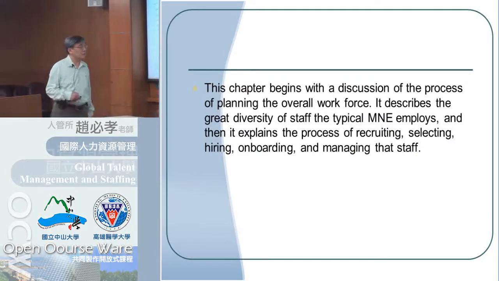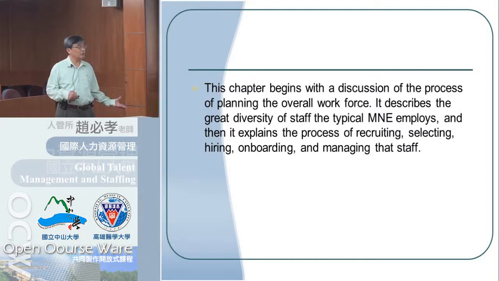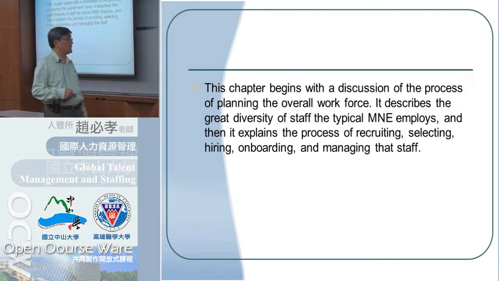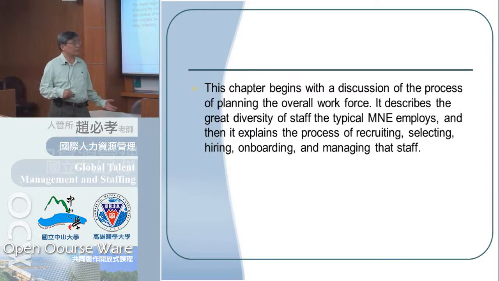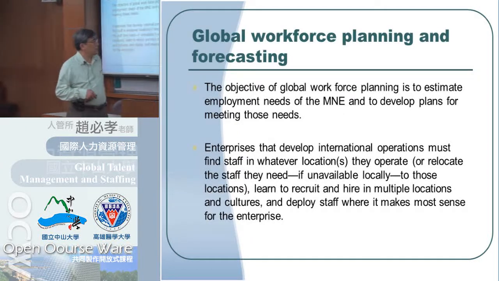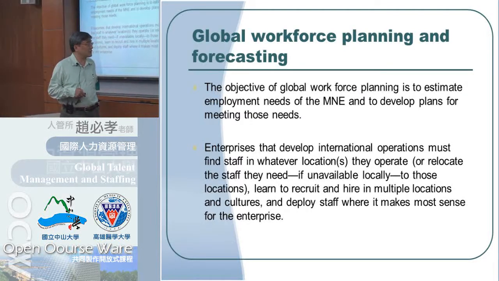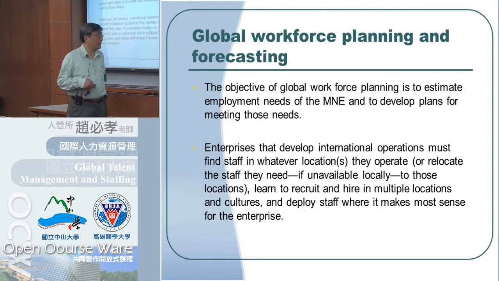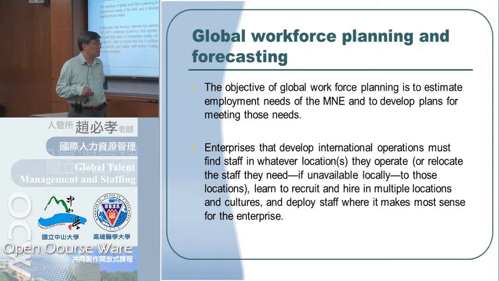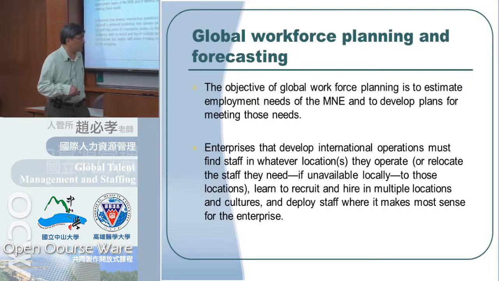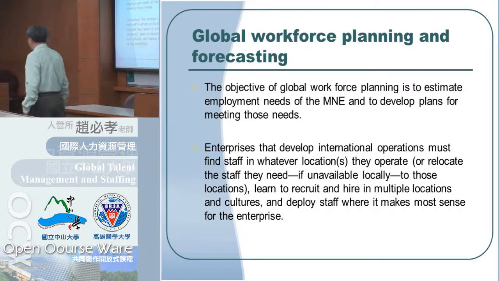Yeah, so this chapter begins with the discussion of the process of planning the overall workforce and describes the great diversity of the staff, the typical ME employees, and then explains the process of recruiting, selecting, hiring, onboarding, and managing the staff. Okay? So we should know that enterprises that develop international operations must find staff in whatever location they operate, or relocate the staff they need that is unavailable locally to those locations. Learn to recruit and hire in multiple locations and cultures, and deploy staff where it makes most sense for the enterprise. If I remember, in the first class I gave you this question to discuss.